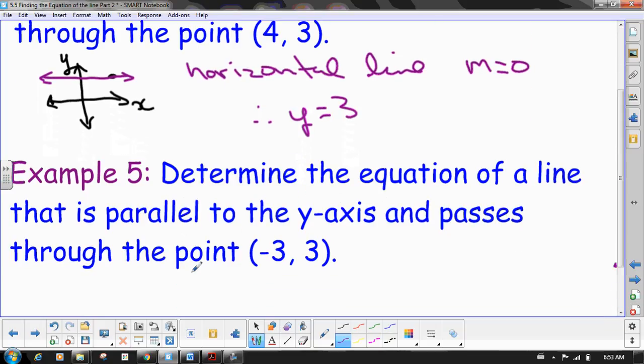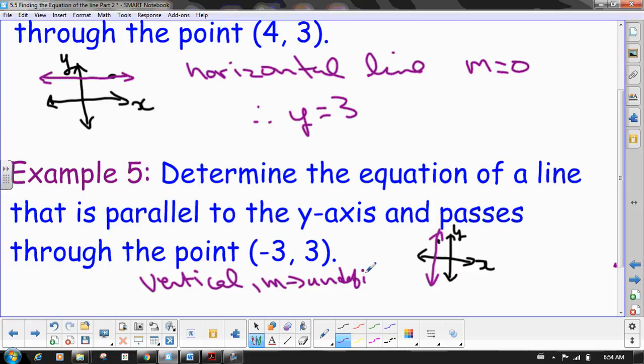Now on the flip side, once again, if I sketch a quick little grid, x is horizontal, y is vertical in terms of our axes. So I have the point negative 3, 3. And it's parallel to the y-axis this time. So this line is going to be vertical. M is undefined. So therefore, our equation will be in the format x equals negative 3, because the x value is always the same.